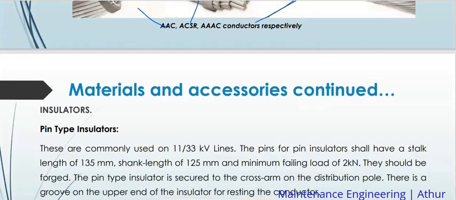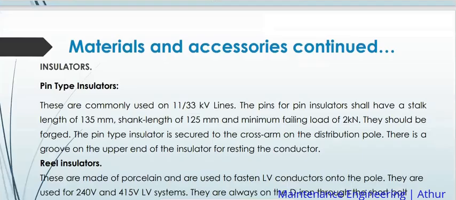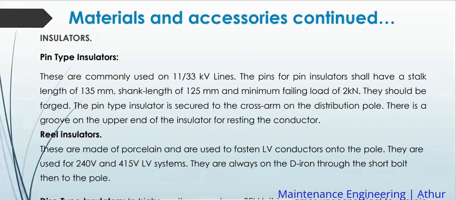We have materials and accessories continued. We have pin-type insulators. Pin-type insulators, these ones are for 11 and 33 kilovoltage. In the first pictures that I showed you, wires passing on top, those are for 11 and 33 kV. Now, those wires are always on a metal, which we call a cross-arm.